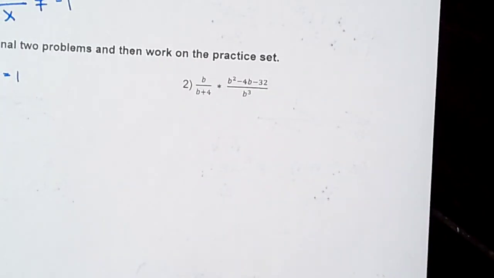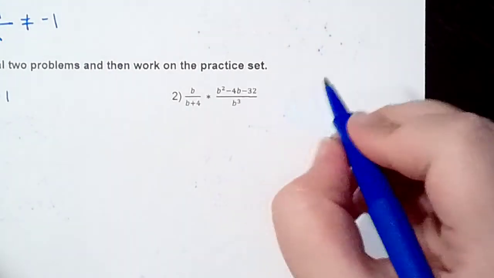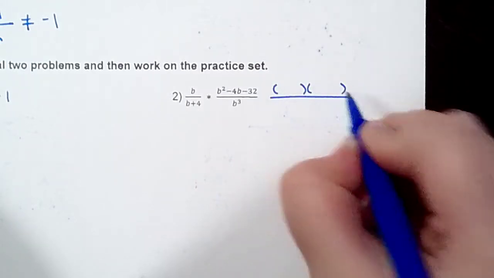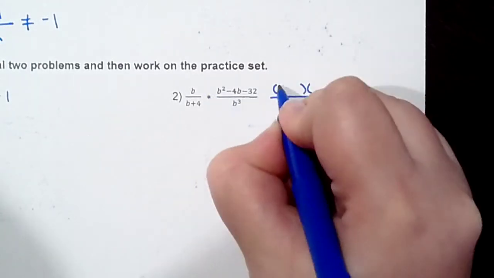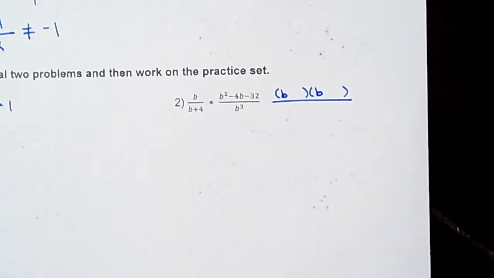Oof, trinomial, right there, right away. If you see a trinomial, you should go, before I can even start this problem, I gotta break that down. So, no number in front of the b, no X puzzle needed. What multiplies to 32 and adds to negative 4? Would that be... No, that wouldn't be 8 and 2. 8 and 4?